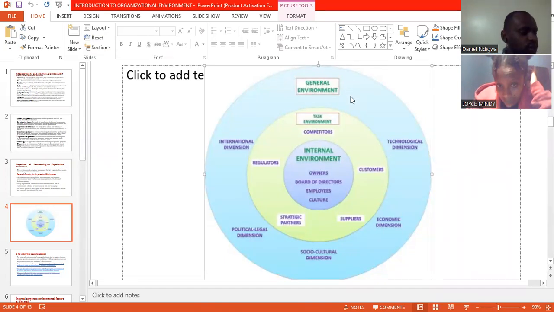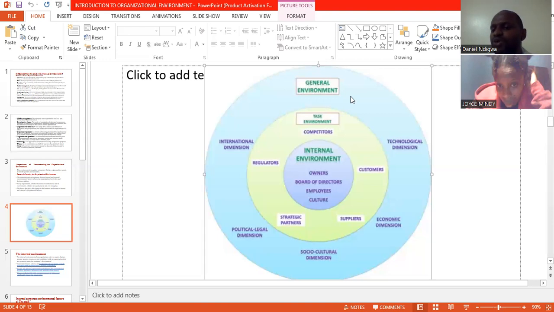So we are talking about the general environment, and the general environment basically looks at the macro environment. And these are environments that sometimes are very critical when it comes to major decisions within the organization. And one of the environments here is the technological environment. Remember, we are in the era of technology, and most companies have embraced technology for purposes of ensuring that they streamline their activities, which is geared towards Vision 2030 or 2050, depending on where they want to be.